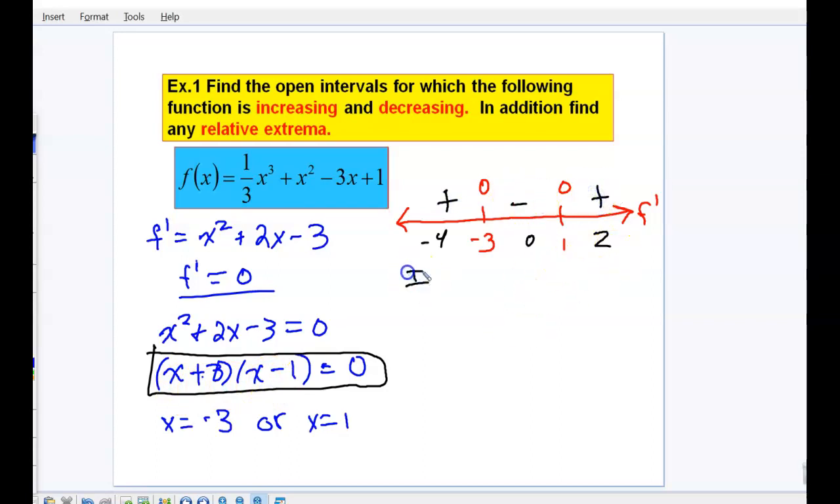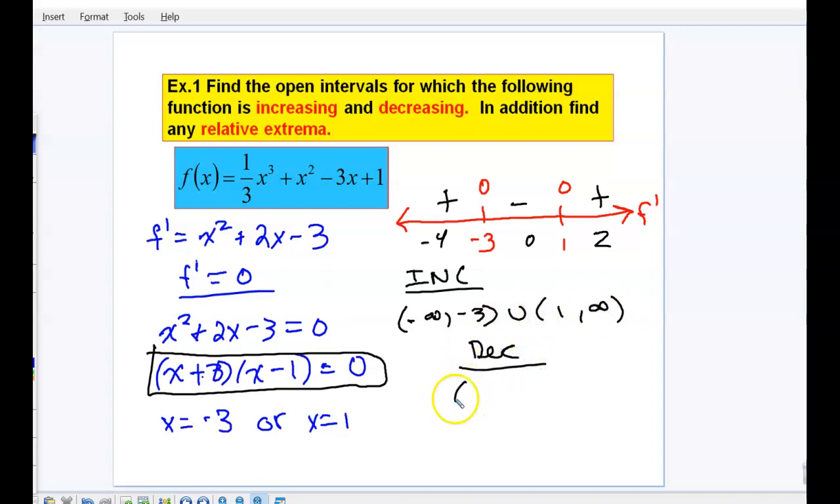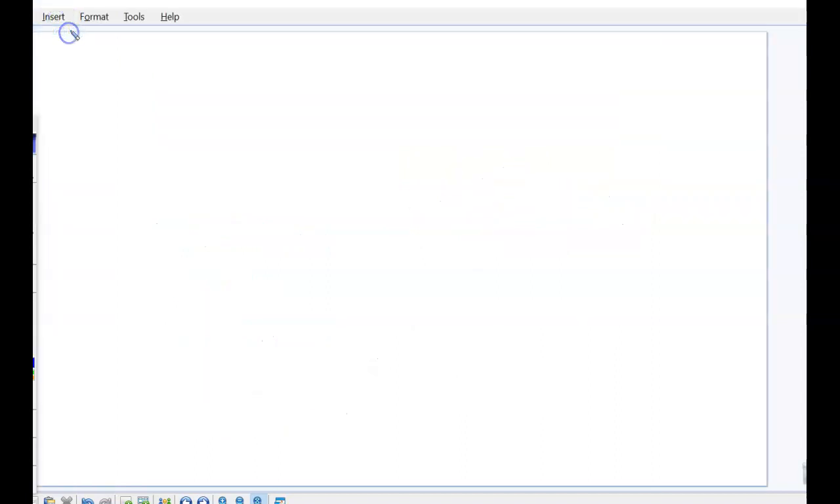So therefore, I know that my function is increasing wherever my derivative is positive, so negative infinity to negative 3, union with 1 to infinity. And I know my function is decreasing wherever my derivative is negative, and that's from negative 3 to 1. Now, does my derivative change signs anywhere? Yes, it changed signs at negative 3. It's going from uphill to downhill at negative 3, so that means negative 3 is a relative max.